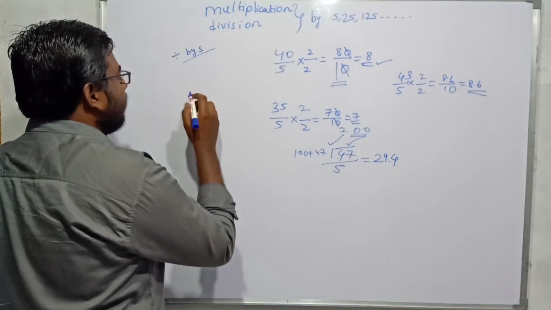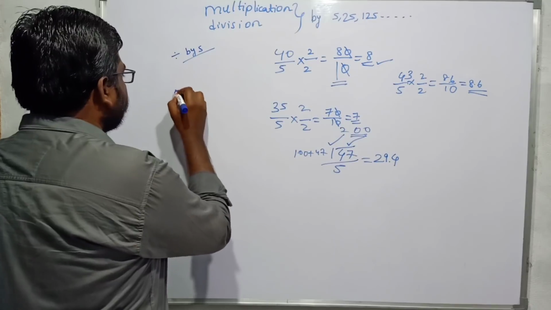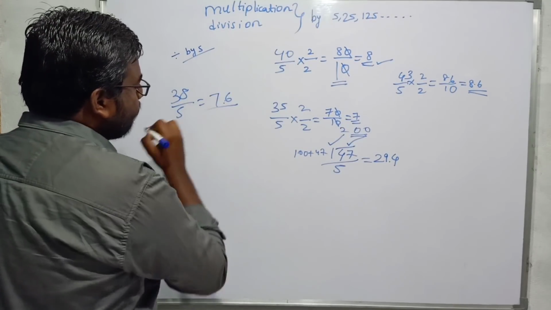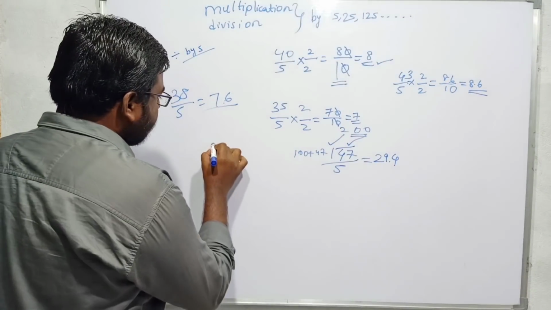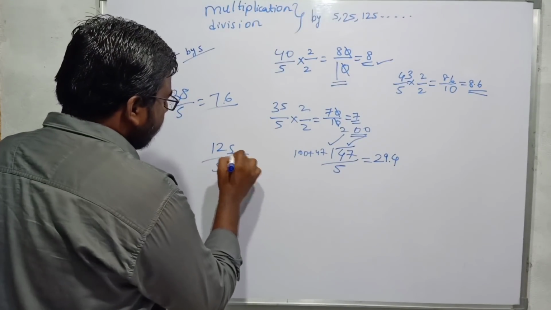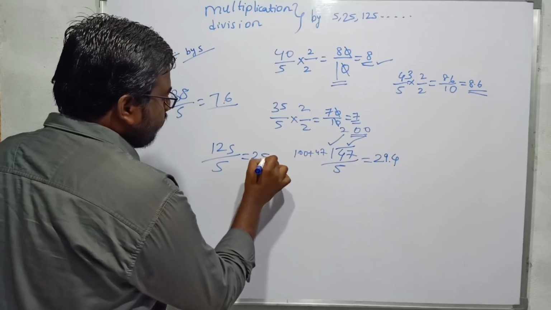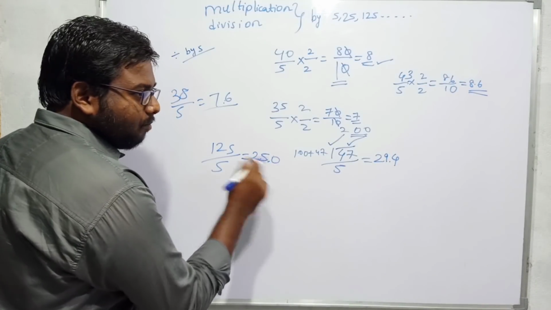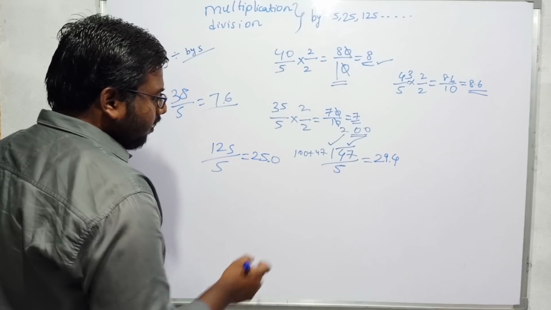If you did not get clarity about it, for example, if I see 38 by 5, what is double of 38? 76. So 7.6. This will be the answer. For example, 125 by 5, what is double of 125? This is 250. 0 before 250, 0 before 1 digit. So 25 into 5 is 125.